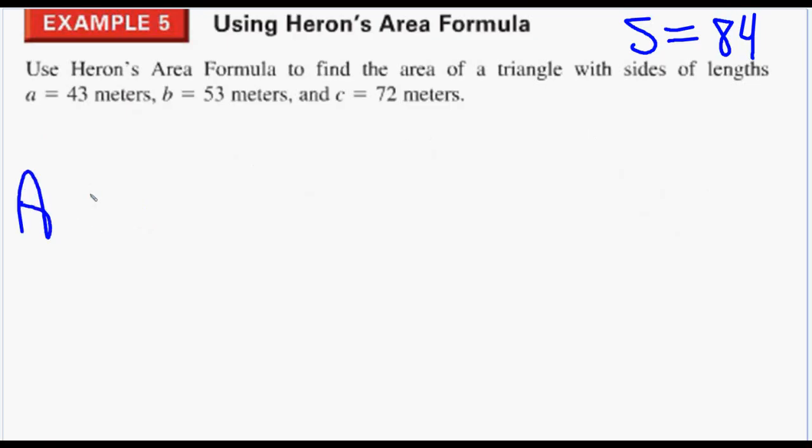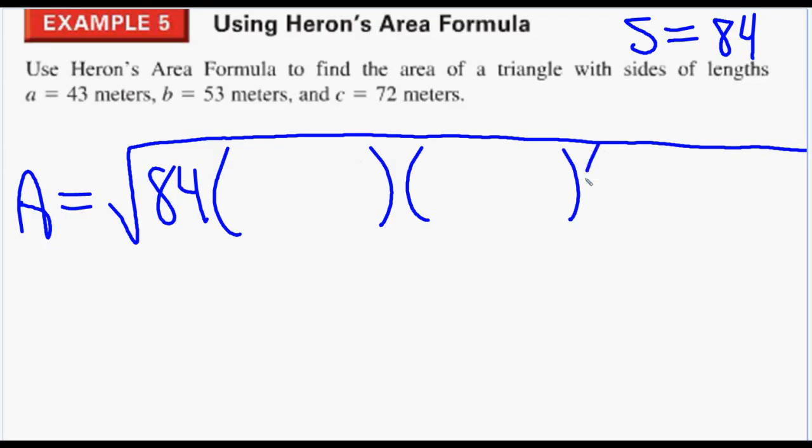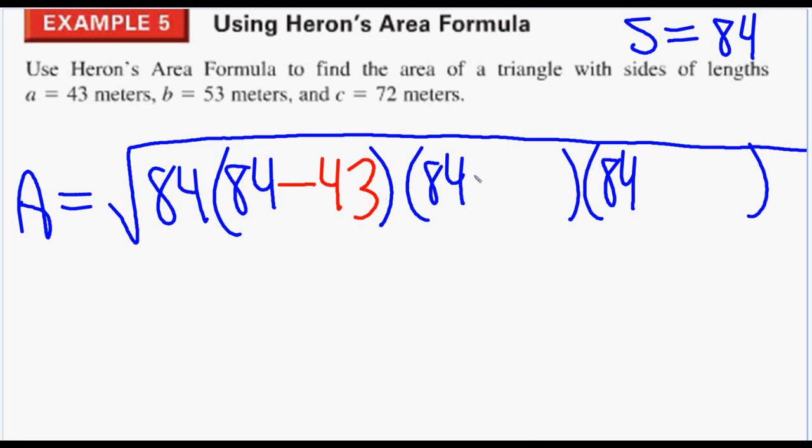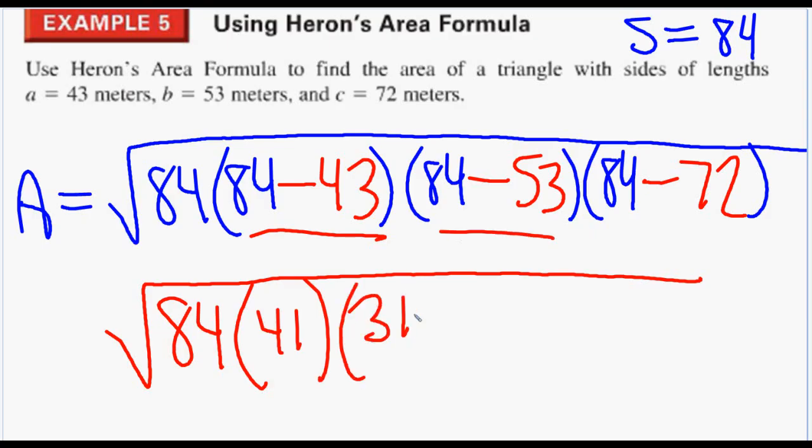So our area is going to equal. So first, I'm going to put the 84 under here, and then I'm going to need 3 sets of parentheses. Each set of parentheses will start with an 84, but then we're going to subtract our side length. So here I'm going to do minus side A, and then here minus side B, and then minus side C. So we've still got our leading S out here, that's 84. But when we subtract these, we're going to get a 41. And then the next one gives us a 31. And then 84 minus 72 is 12.